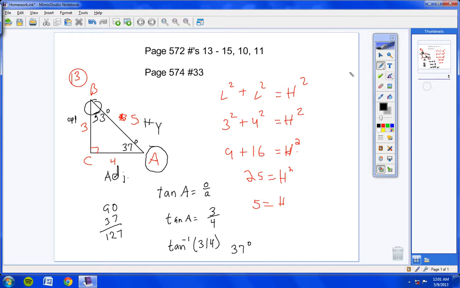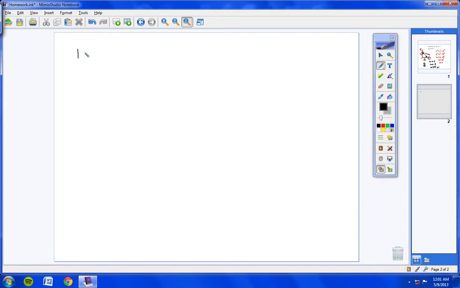Okay, let's move on to number 14. Number 14. And it seems to be working a little better now, so hopefully it will continue. Alright, there's the triangle somewhat. There's the right angle. We have a 6, a 4, and a y. This will be done pretty much the same way. We'll go through it pretty quick here.